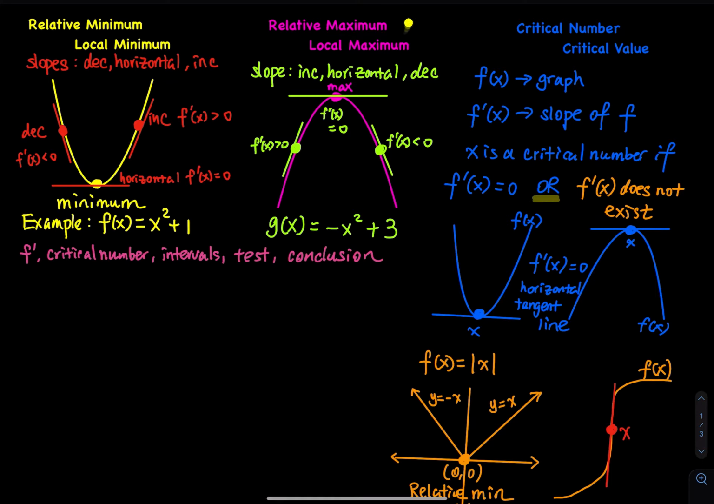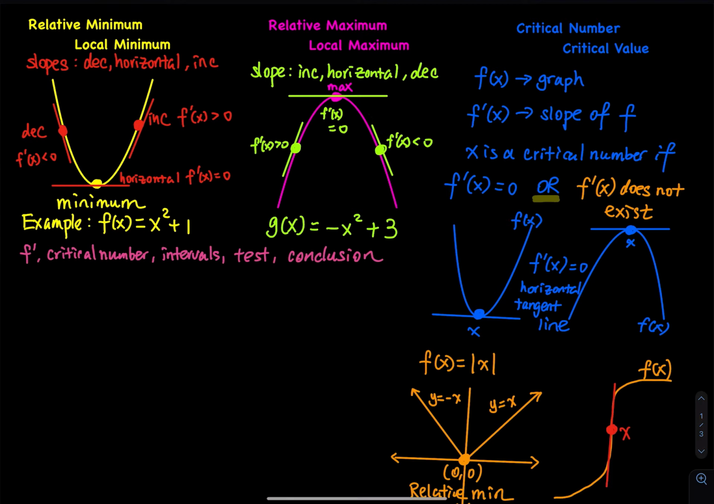What about maximum? Suppose we have a parabola that is facing down, like the pink one. The slope has to be increasing, horizontal, and then decreasing. So first we go up, just like driving. You are driving up a mountain, first we go up, and then we reach the top of the mountain, and then we go down.